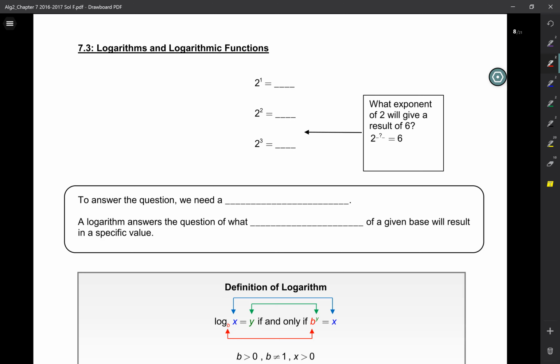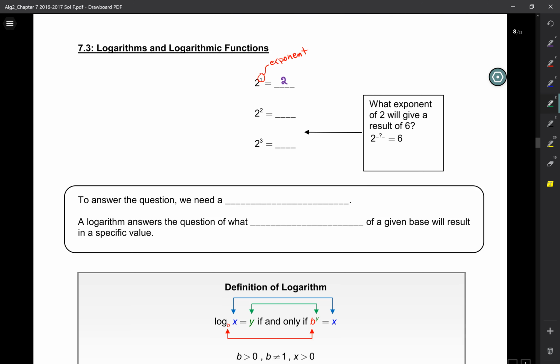We're gonna start talking about logarithms today. Let's first start with some powers, right? So here I have 2 to the power of 1. What would that equal to? 2. All right. Now, if we just pause here for a minute, what do I call this number 1? That's the exponent.